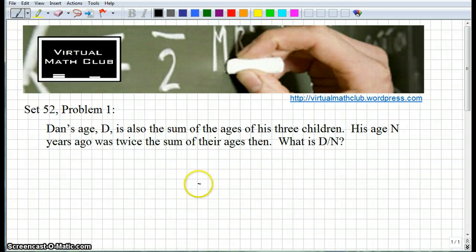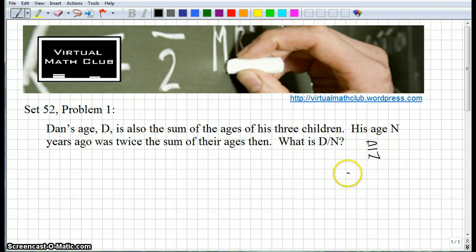Problem number 1. Dan's age, D, is also the sum of the ages of his 3 children. His age n years ago was twice the sum of their ages then. What is D over n? Alright, so we're looking for this ratio, D over n.